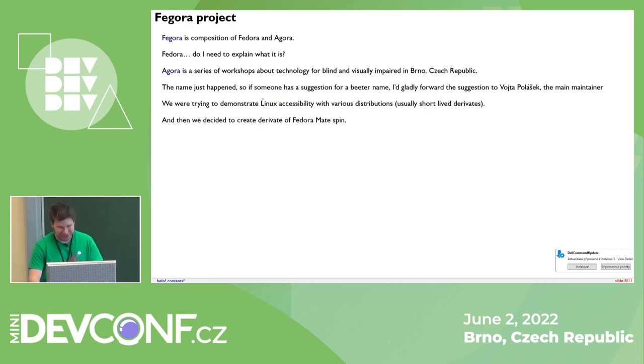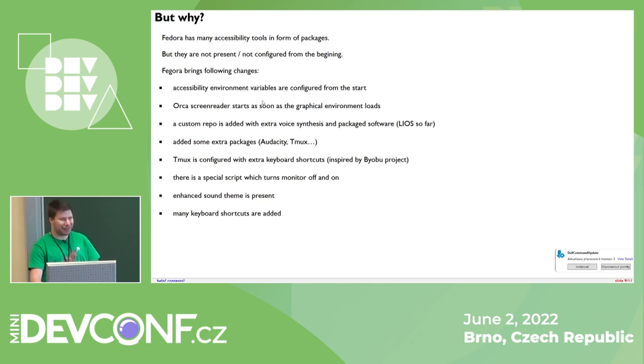So, what we did, we actually did quite a few things there. We configured the screen reader to start automatically after login, installed some applications, and added many more keyboard shortcuts than the default, so the controls are more straightforward and quicker for everyone. We also started packaging some applications like the previously mentioned Lios and those other OCR tools. It's probably everything about Fegora.